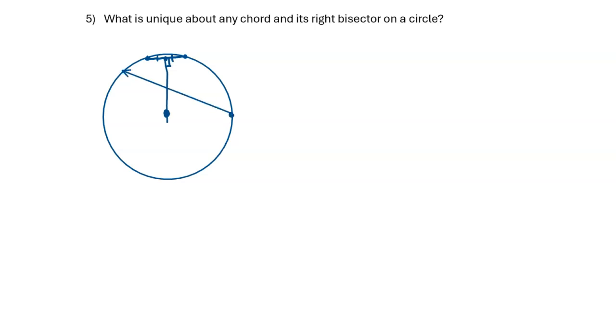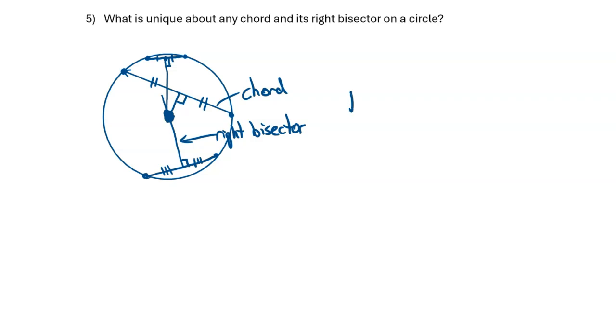Here's another chord that we're drawing. If we draw that chord there, and we also draw the right bisector to that, it's going to also go through the center of the circle, which maybe is just a little bit further down than I originally drew there. I could draw it anywhere on the circle, way down here as well. And if I draw the right bisector there, that again is going to go through the center of the circle. So that's the unique thing about any chord and its right bisector on a circle, is that they will always go through the center of the circle.